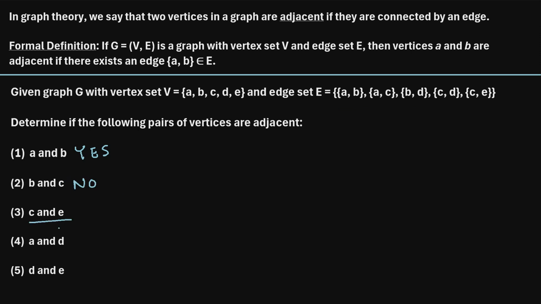Now let's consider vertices C and E. So if we look at our edge set, we can identify {C, E} as an edge in our graph, so they must be adjacent to each other. So we'll say yes. And then if we consider vertices A and D, if we look in our edge set, we can't find any set that contains A and D, so they must not be adjacent to each other, since there's not an edge that connects those two vertices. And then lastly, if we consider vertices D and E, it looks like we cannot find that in the edge set either. So those must also not be adjacent to each other. So that is how you can determine if two vertices in a graph are adjacent to each other if you're just given the vertex set and the edge set.